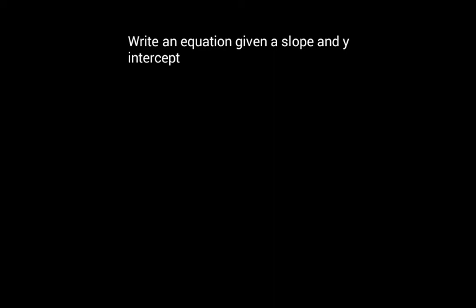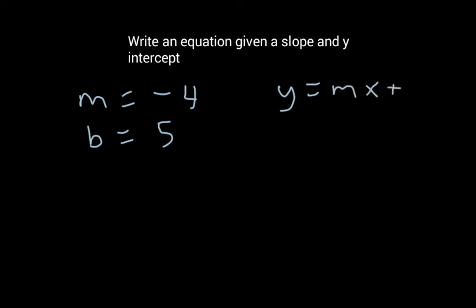Okay, suppose you know that the slope of a certain equation is -4, and the y-intercept, which we use the letter b to represent, is 5. You also remember that slope-intercept form of an equation is y equals mx plus b. All you have to do is put -4 in where you see m, and put 5 in where you see b. That's all there is to it. So that's goal number 1, write an equation given a slope and the y-intercept. Really easy stuff on that one.